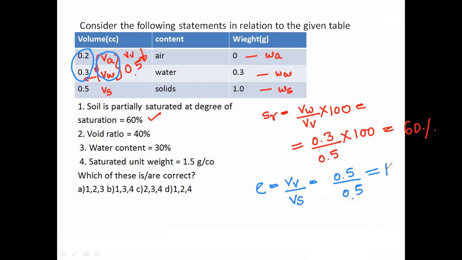So void ratio is 1, and in terms of percentage it becomes 100%. But here it is given as 40, which is the wrong option. So option 2 cannot be the answer. Therefore, the right option will be option B, that is 1, 3, and 4. Directly, we can conclude this; no need to do the further steps.